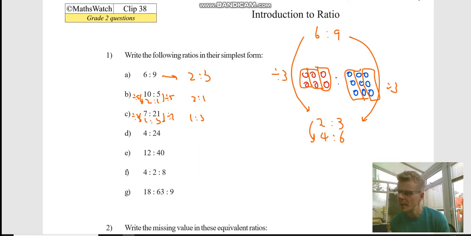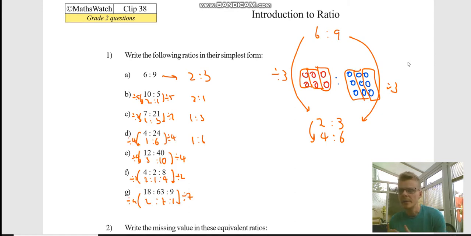Now I'm going to pause the video and put the rest of the answers down, so you don't have to watch me do them all. There we go, you can see our answers underneath there. So 1 to 6, 3 to 10, 2 to 1 to 4, and 2 to 7 to 1. So you can add as many parts to this ratio as you want, as long as all the numbers stay in the same proportion, and it doesn't really matter.